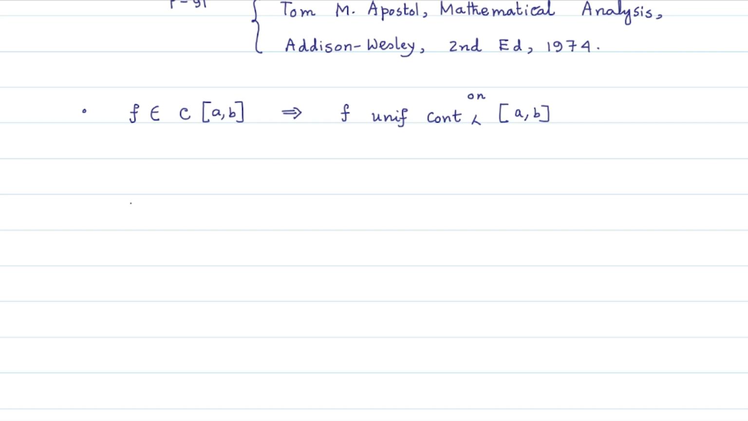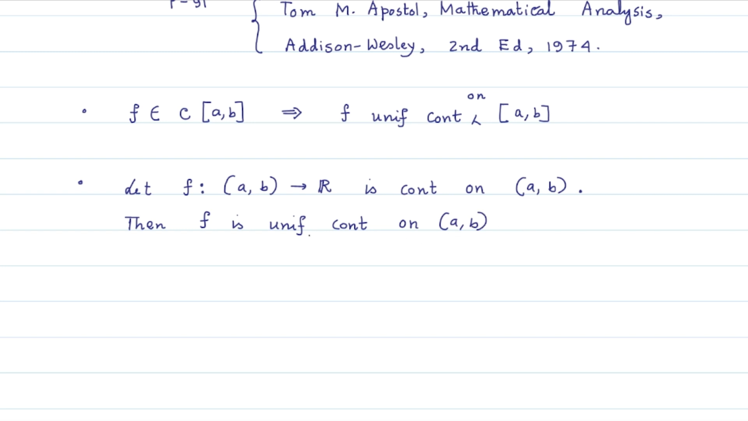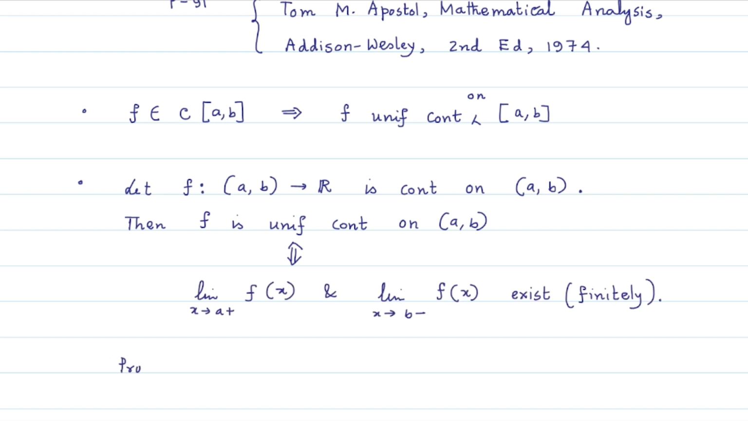However, regarding uniform continuity on a finite open interval, we have the following result: let the function f be continuous on the open interval a to b, then the function f is uniformly continuous on open a to b if and only if the right hand limit of the function at a and the left hand limit of the function at b do exist. For a proof of this result, you may please visit the book of Professor S.K. Mapa, theorem number 8.7.6 on page number 300 in its sixth edition.